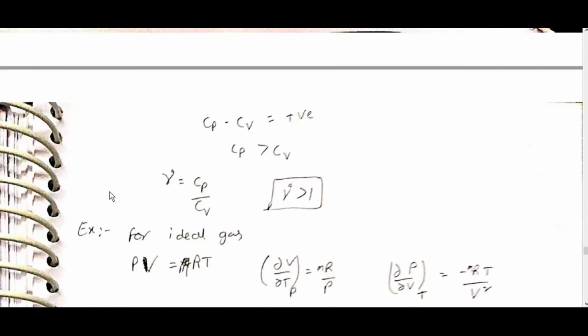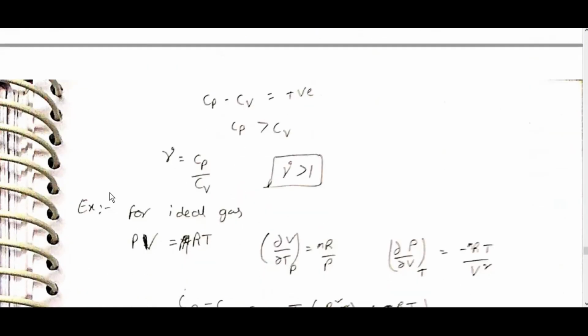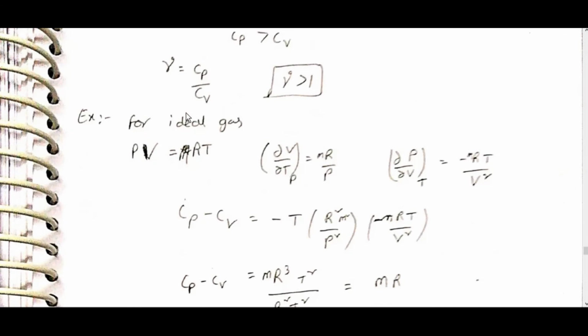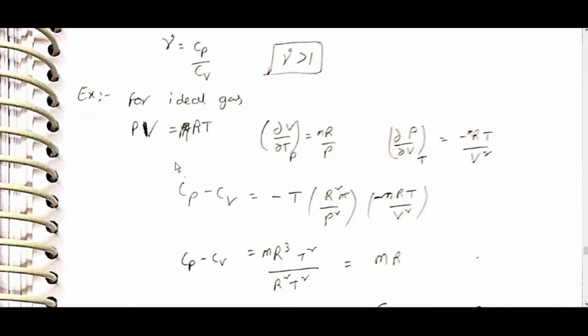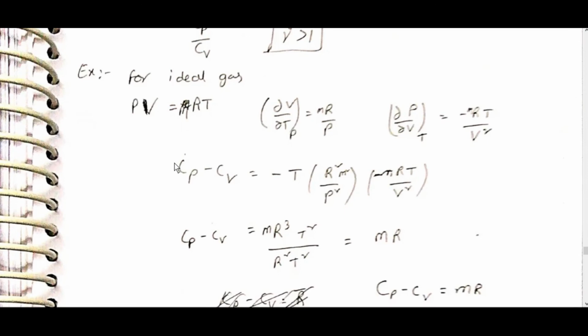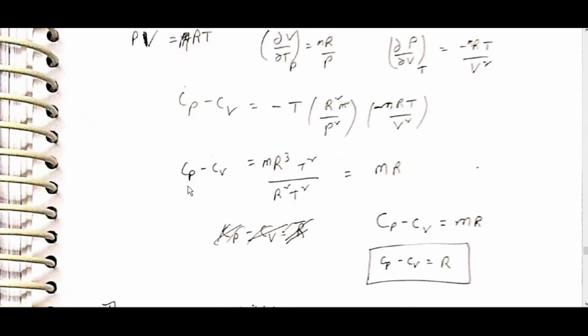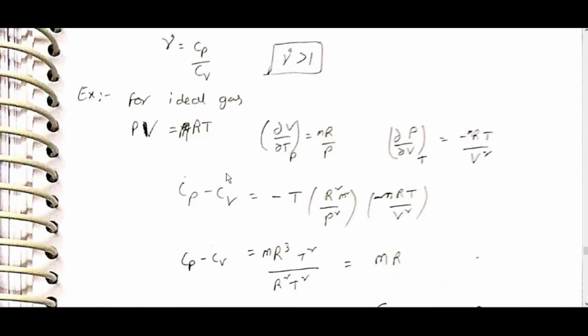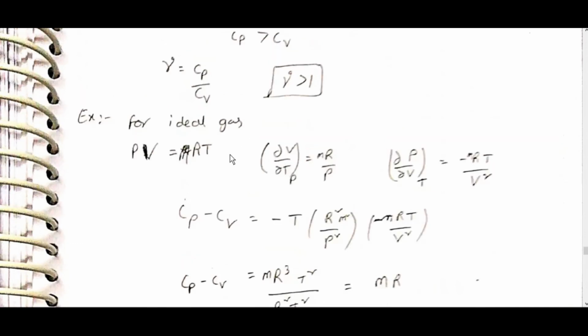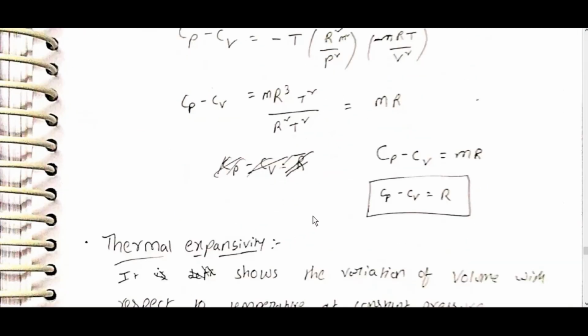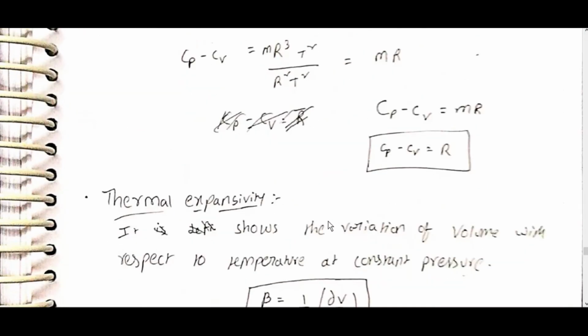Cp minus Cv is positive, so Cp is greater than Cv. Gamma is equal to Cp by Cv, so gamma is greater than 1. For gamma equal to 1, Cp is equal to Cv. For an ideal gas, Cp minus Cv is equal to R. By using ∂V/∂T is equal to mR by P, and ∂P/∂V is equal to minus RT by V square, substituting, Cp minus Cv is equal to R.